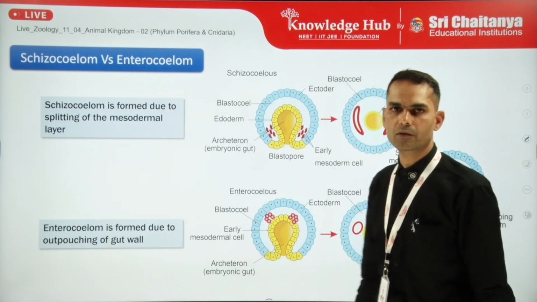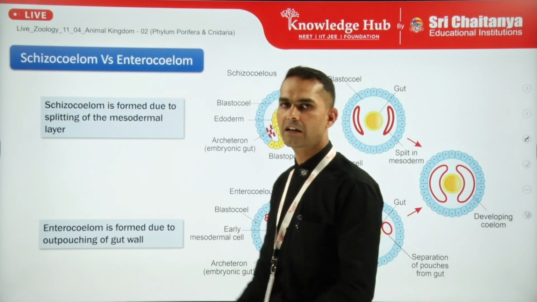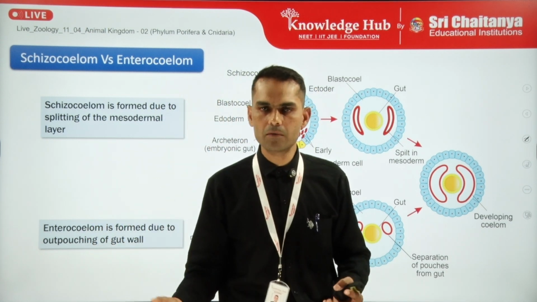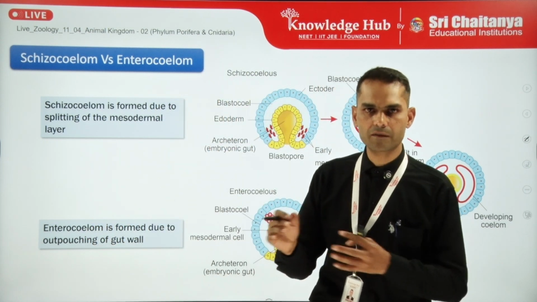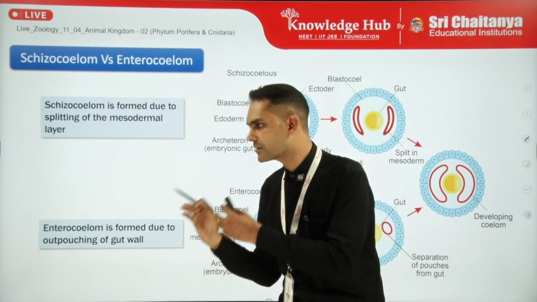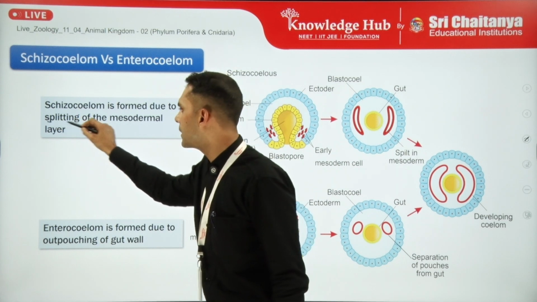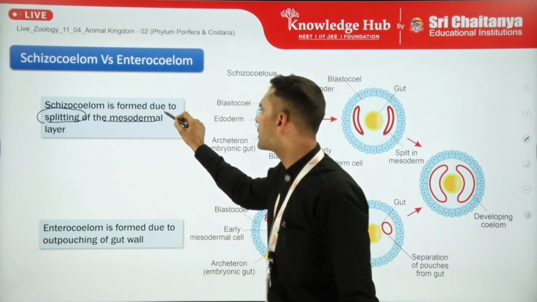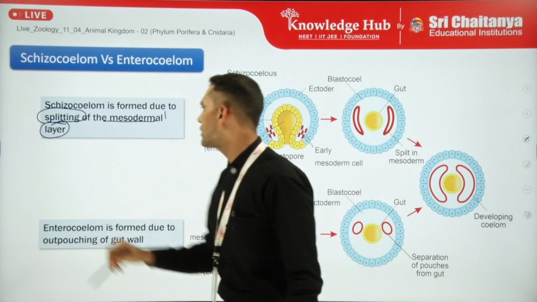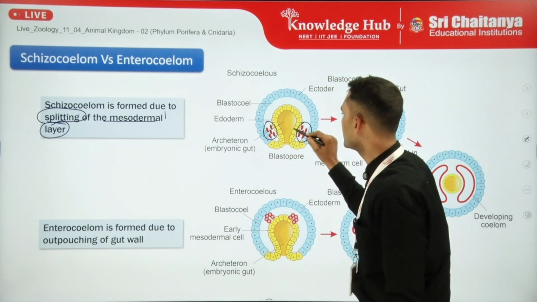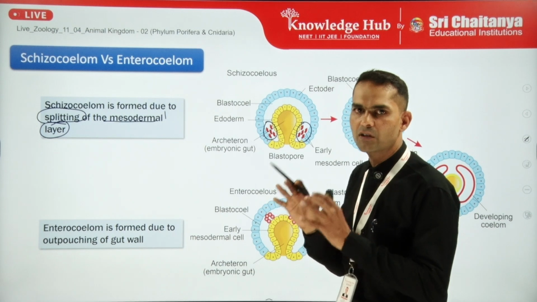Now coming back to the next point, which is the development of the coelom via two different methods. One is schizocoelom, the other is the enterocoelom. Now what is the basic difference we will see in this slide. Schizocoelom is formed due to the splitting of the mesodermal layer. So where is the mesodermal layer? This is the mesodermal layer. This which I am marking, this is the mesodermal layer, or this is the mesodermal mass of cells.